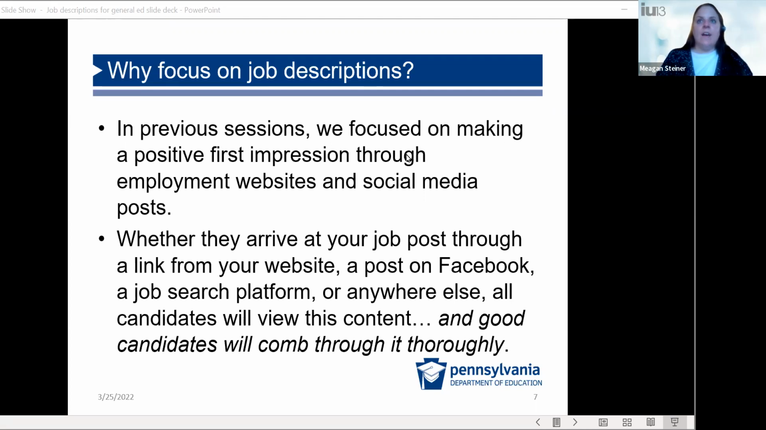Some of you may have fond or not so fond recollections of applying for various jobs and looking through the job description and any other posted information, and wondering, am I using the keywords? Am I showing that I really looked carefully at what they're expecting? That's what good candidates will do. So you want to make sure that you are clearly reflecting what you're looking for in all that information.